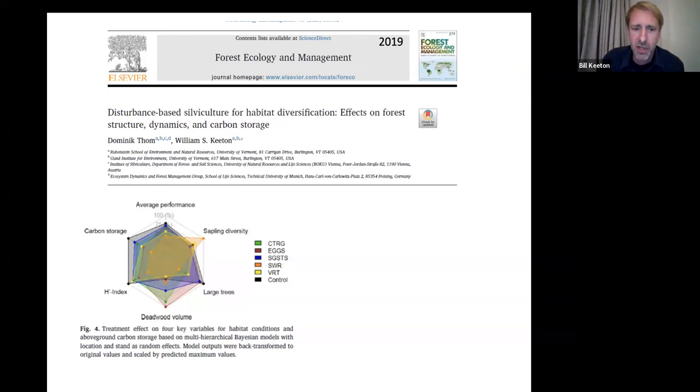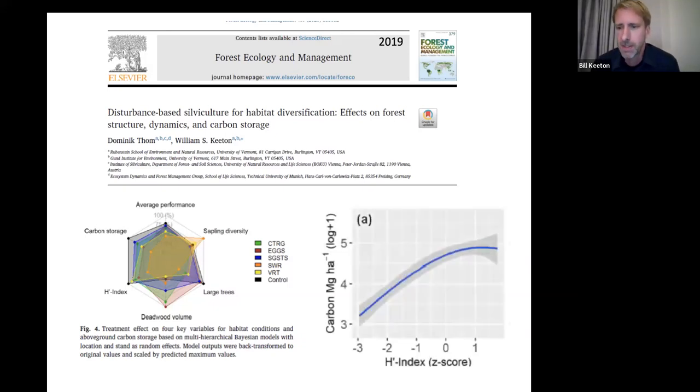So there are trade-offs, like some systems produce favorable outcomes in terms of large trees, others promote early successional habitats, and others maybe favor carbon storage. But one of the things that we learned from this was that carbon is actually a very interesting umbrella for a lot of other co-benefits that we care about.